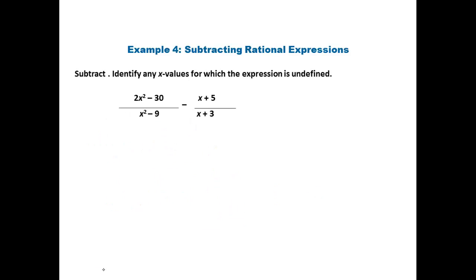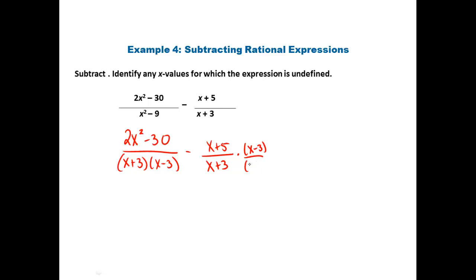Our next example is a similar problem, except now we're subtracting. So we have 2x squared minus 30 over x plus 3, x minus 3. It looks like our second fraction needs an x minus 3, so we're going to multiply the top and bottom by x minus 3.